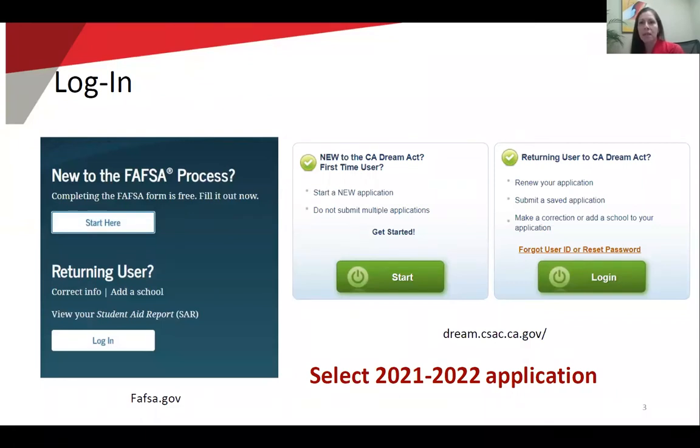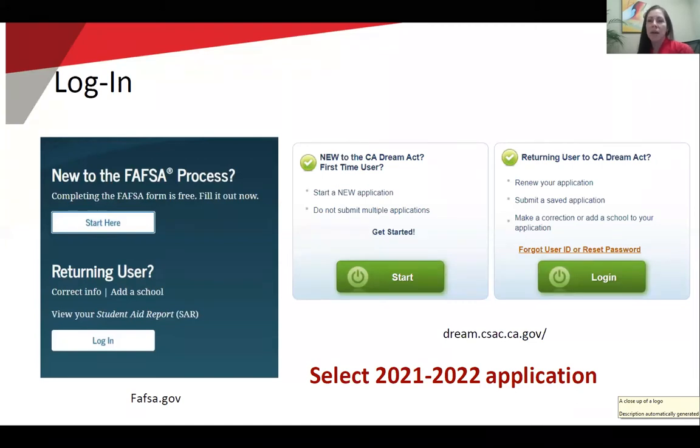It is important to select the correct academic year. Remember that you must select the 2021-2022 academic year application for the fall 2021 and spring 2022. The current 2021 year application is still active, and it will not close until July 2021. So remember, if you want financial aid for next fall 2021 and spring 2022, the application you're applying for today or during this time is the 21-22 application.